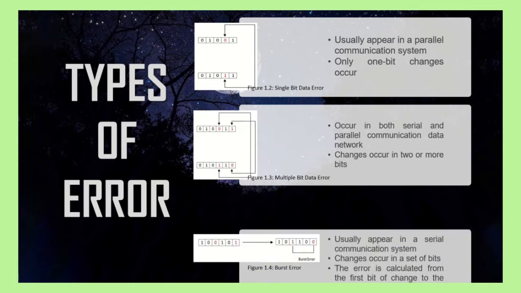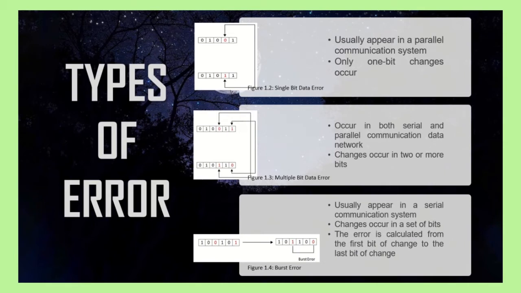And the last type of error is burst error. It is called a burst error since the changes occur in a set of bits. The burst error is calculated from the first bit of change to the last bit of change. From figure 1.4, the error is from the third bit to the 6th bit. All numbers between the third and 6th bits are also considered to be an error. This set of bits is called a burst error. However, this type of error in a serial communication system is challenging to solve compared to the other errors.